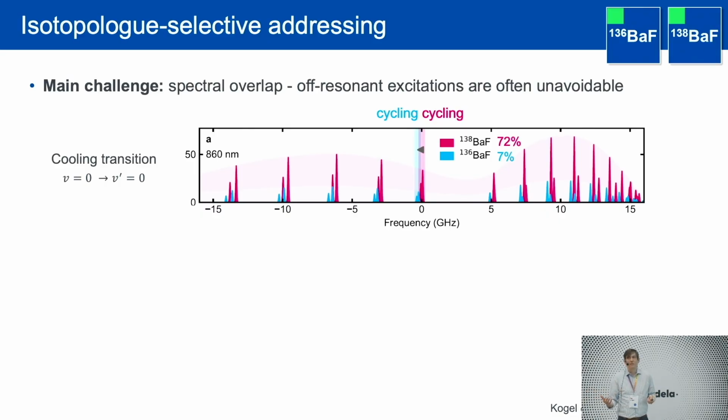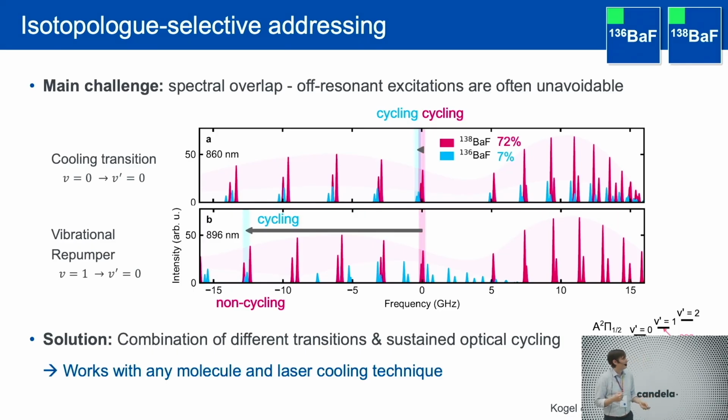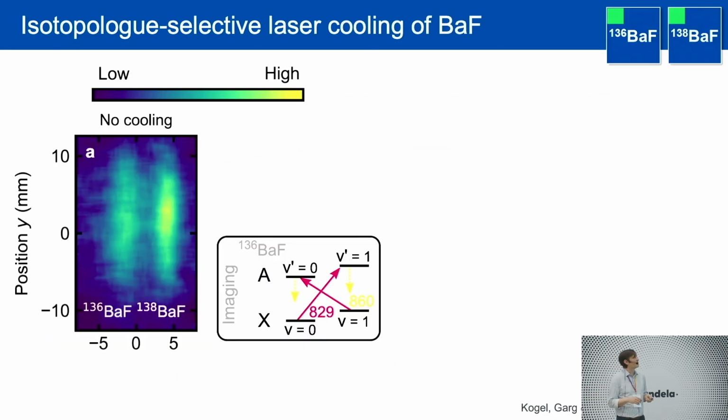But what you benefit from now is that you're actually building an optical cycle. And for the different repumping transitions here, the isotope shifts are actually different. And so now for the two isotopes, for the repumper, the transitions are very separate. And so the bottom line is, as long as you're building a cycle and you're scattering many photons, then you can make this very selective again. Works with any molecule and also with any kind of laser cooling technique that you can imagine.